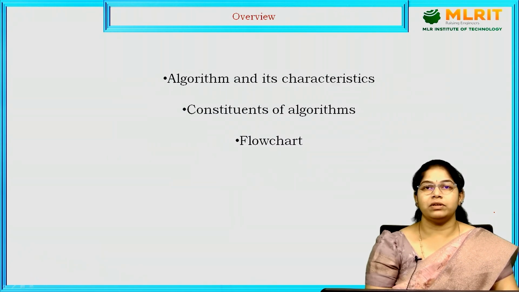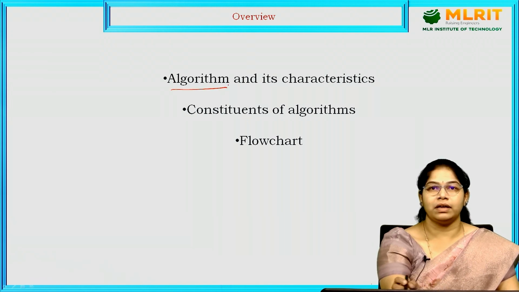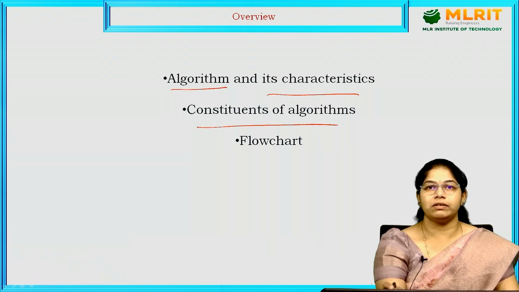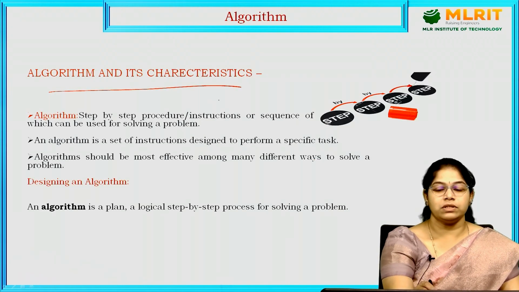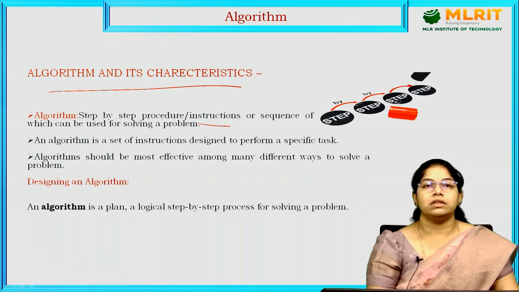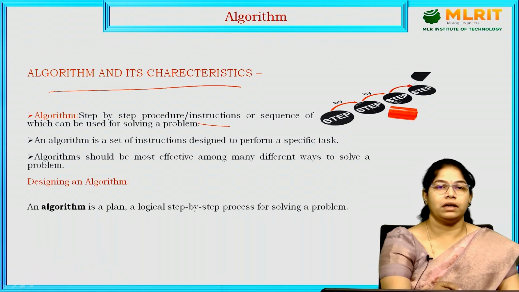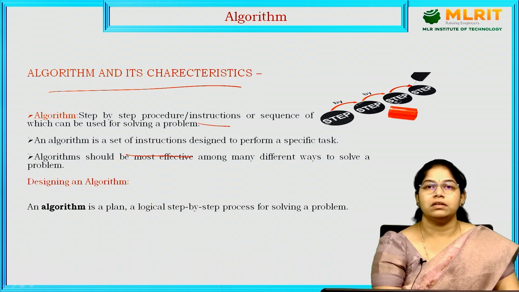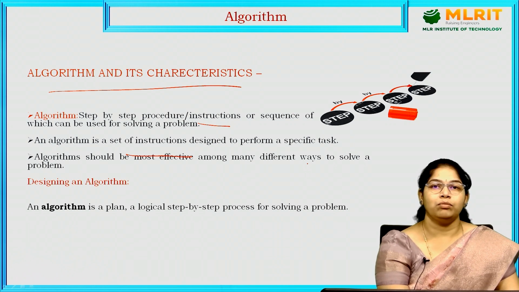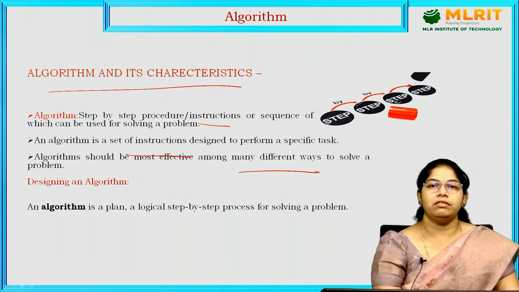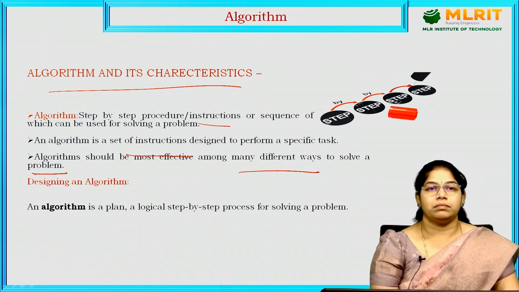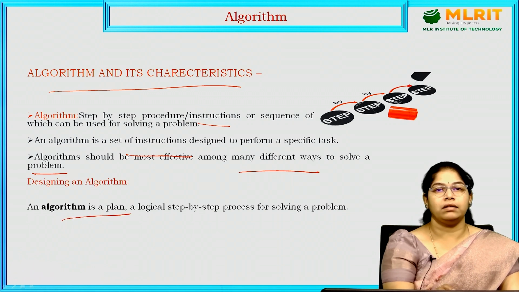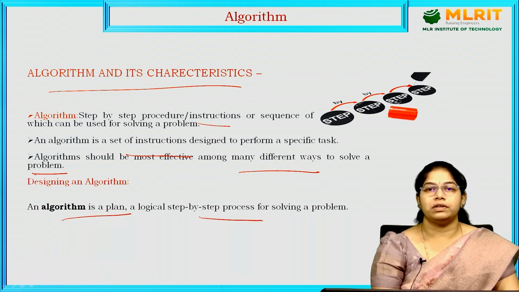In this session, we are going to discuss what an algorithm is and its characteristics, the constituents of an algorithm, and flowchart. Algorithm and its characteristics: it is a step-by-step procedure or set of instructions used for solving a problem. An algorithm is a set of instructions designed to perform a specific task. An algorithm should be the most effective among many different ways to solve a problem. Designing an algorithm: we can say an algorithm is a plan or a step-by-step procedure for solving a problem.